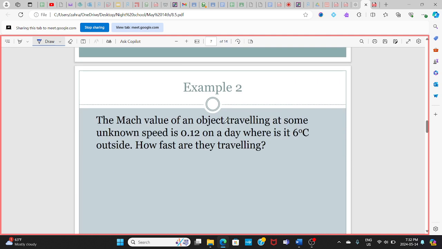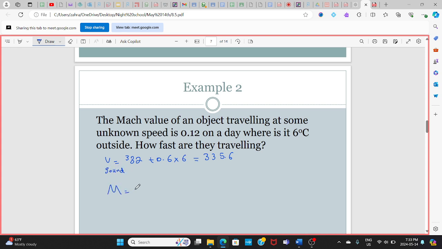The Mach value of an object traveling at some unknown speed is 0.12 on a day where it is 6 degrees outside. How fast is it traveling? I can find the speed of sound if I have a temperature. This is something you can quickly do. It's 332 plus 0.6 multiplied by the temperature, which is 6 degrees. Quickly do that: 332 plus 0.6 multiplied by 6 is 335.6. This is the velocity of sound that you can immediately get.